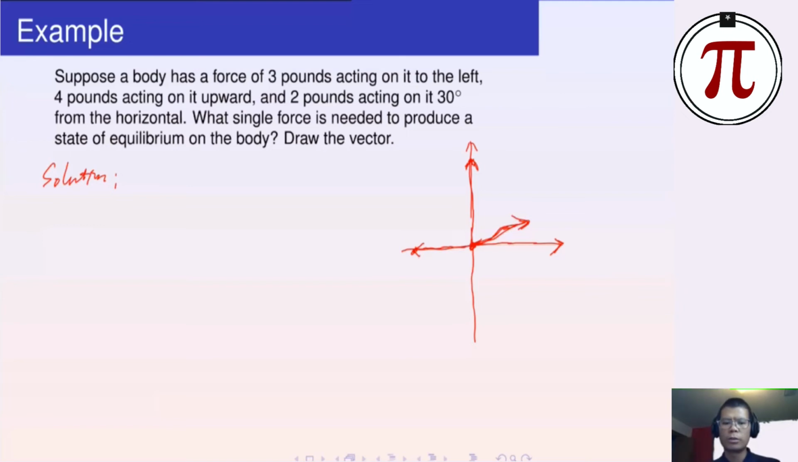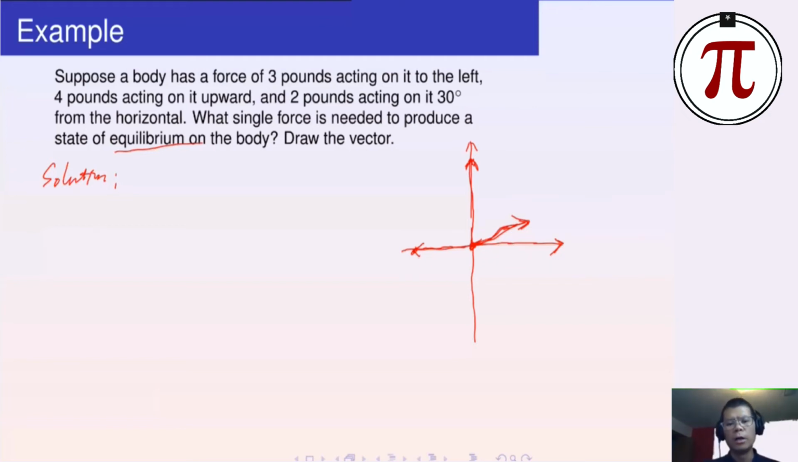So the total force should be what? 0, right? The direction should be opposite because you want to get an equilibrium. So we need the opposite of the composite force of these 3 forces. So that is V1 plus V2 plus V3.